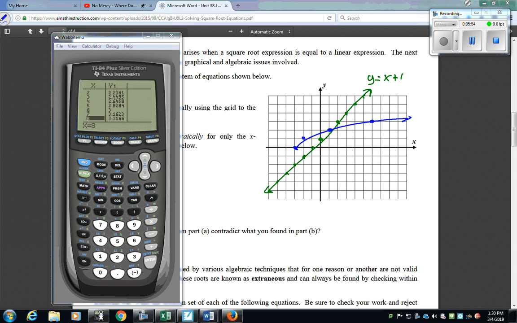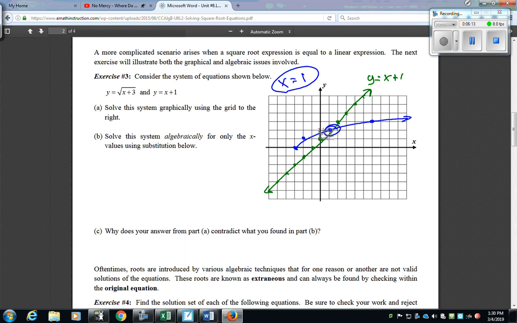So if we're talking about a system, it looks like right here we have a solution at 1. When x is 1, we get a y value of 2. So 1 looks like it'll be a solution for this because of the point 1, 2. Now it says to solve the system algebraically. It looks like there's one value right now, but let's go ahead and solve this algebraically.